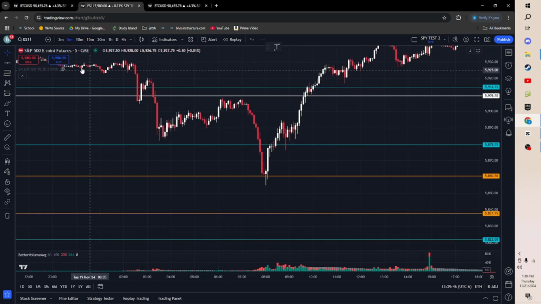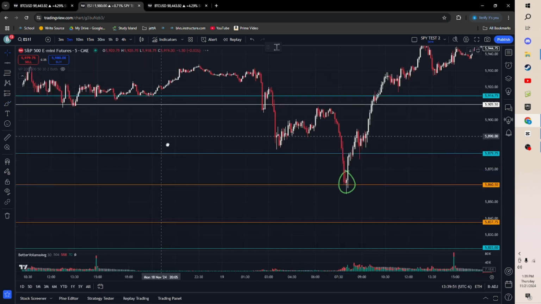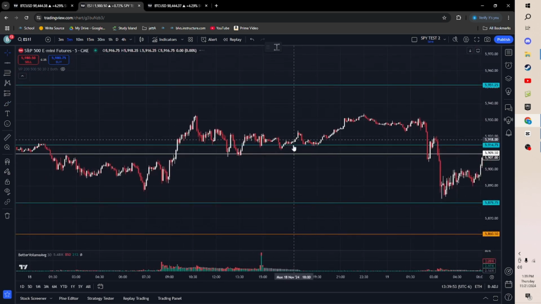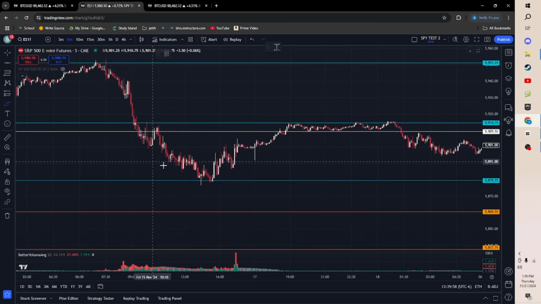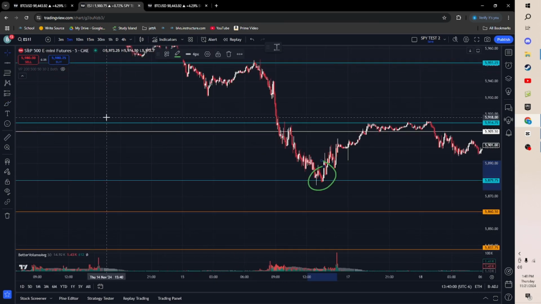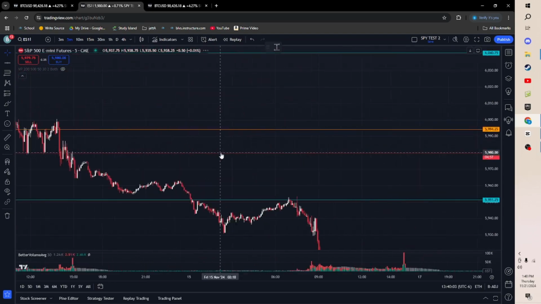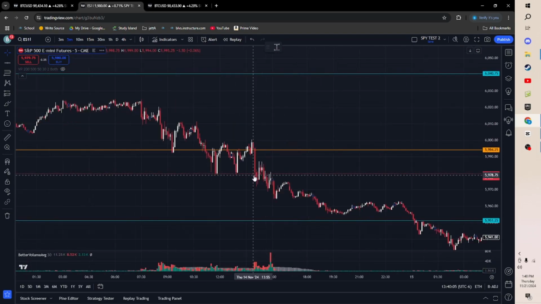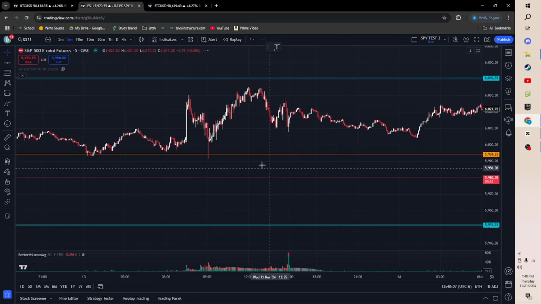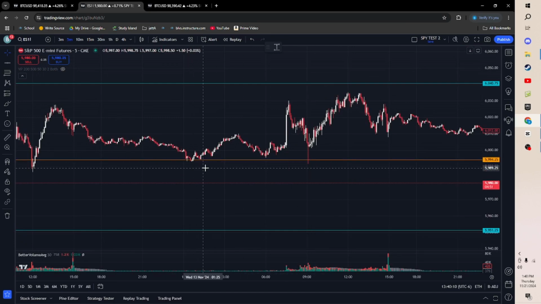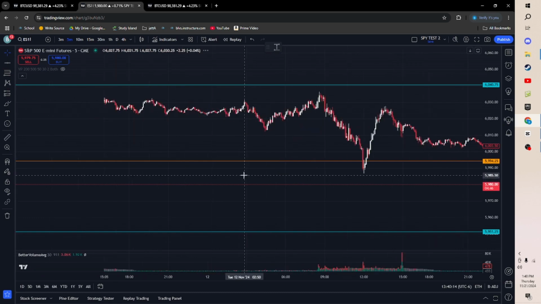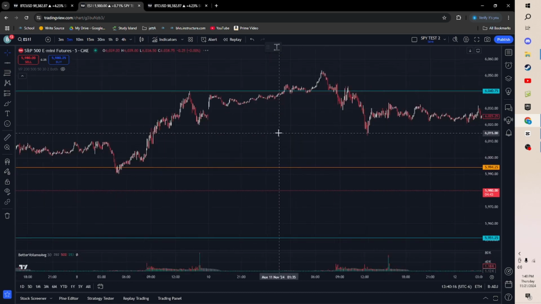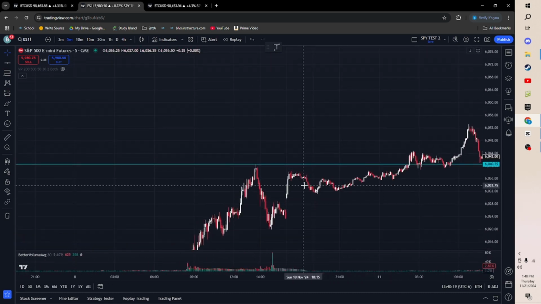We have a perfect rejection off our level here. Holding at our level here. Rejection off our price level here. Another rejection off the price level here and here. This one isn't perfect, but we have another rejection here. And then another rejection to a T here.